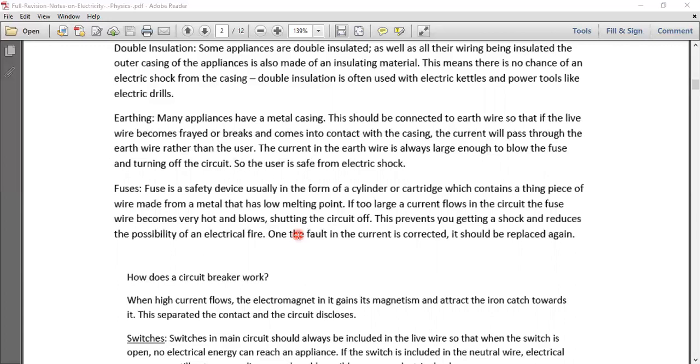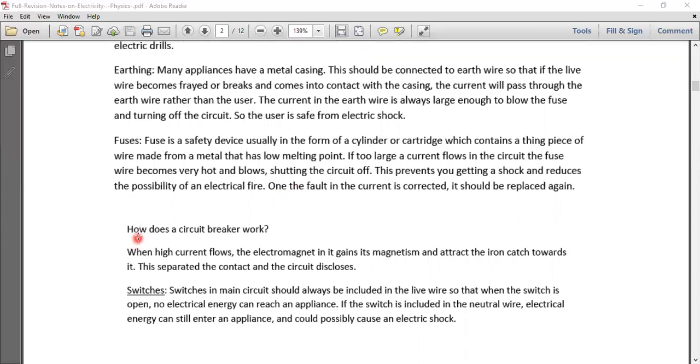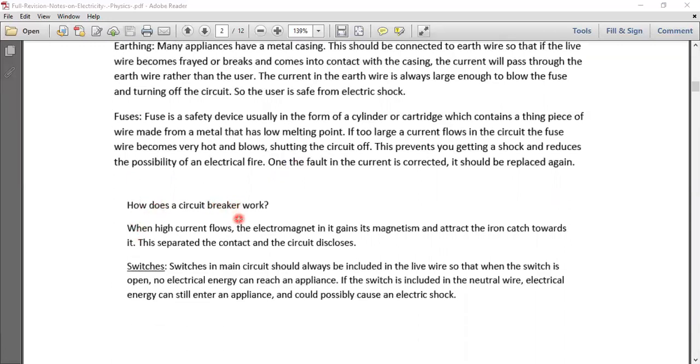So fuses are really helpful for the device, because when a device develops a fault, or when more than the necessary current flows through the wire, the fuse wire melts, and this makes the circuit incomplete, so as to stop the flow of current.